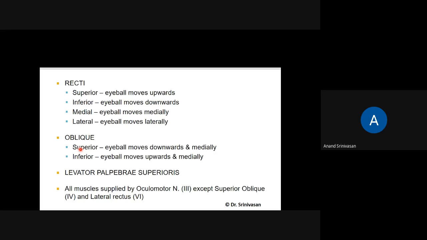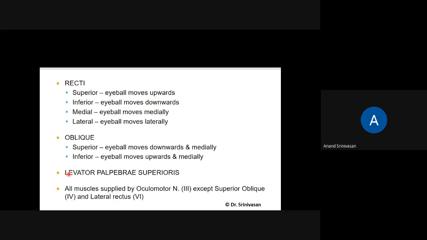Coming to the oblique muscles, when the superior oblique contracts, the eyeball moves downwards and medially, like walking down the stairs. When the inferior oblique contracts, the eyeball moves upwards and medially.